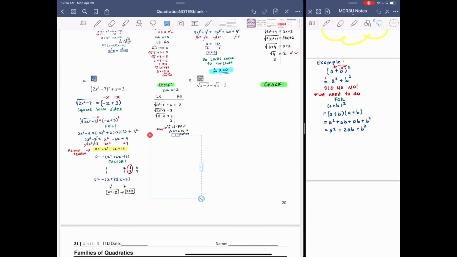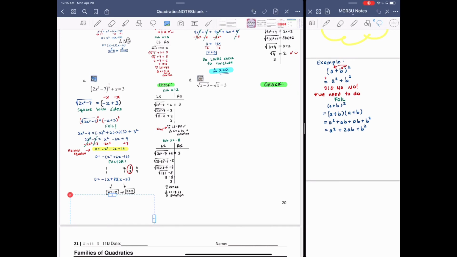Still going to do the check for x equals negative 8 as well. So sub in x equals negative 8, left side, right side, write down my equation. Negative 8 squared is 64, 64 times 2, and then minus 7. All right, and I have 121 under the square root. Square root of 121 is 11. 11 minus 8 is equal to 3 as well. So same conclusion: since left side equals right side, x equals negative 8 is a solution.